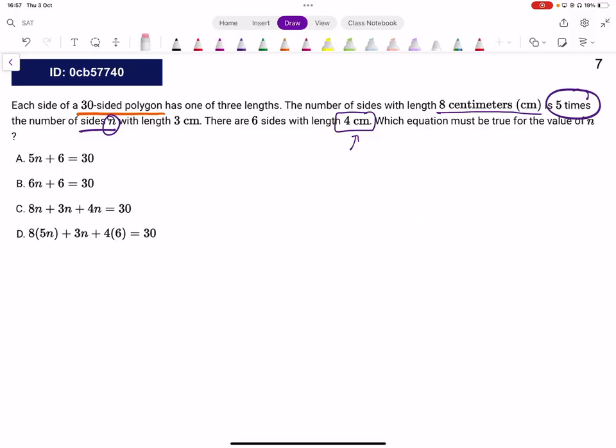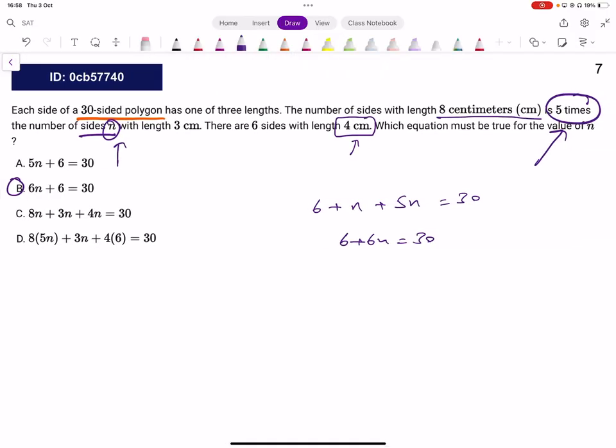Let me actually just do it the other way. What's the total number of sides? Because they have 30 on the right side, right? Let's add up all the sides. You have 6 sides here, plus these n sides, plus these sides that have 8 centimeter length. How many are they? 5 times n. So it's 6 plus n plus 5n. That should equal 30. Does that make sense? And that should be B. That's 6 plus 6n equals 30. All right? No problems? Sure? Let's move on.